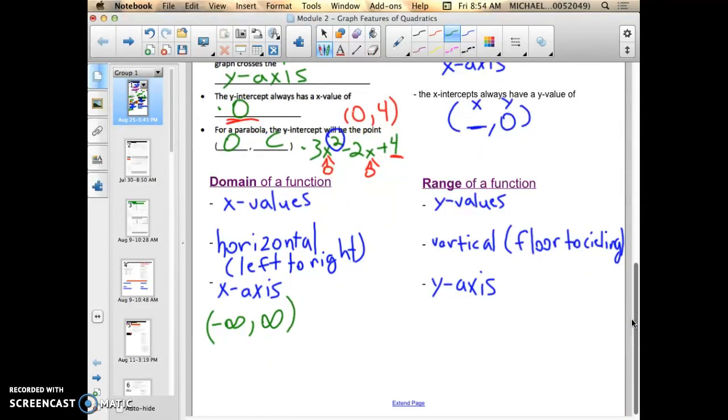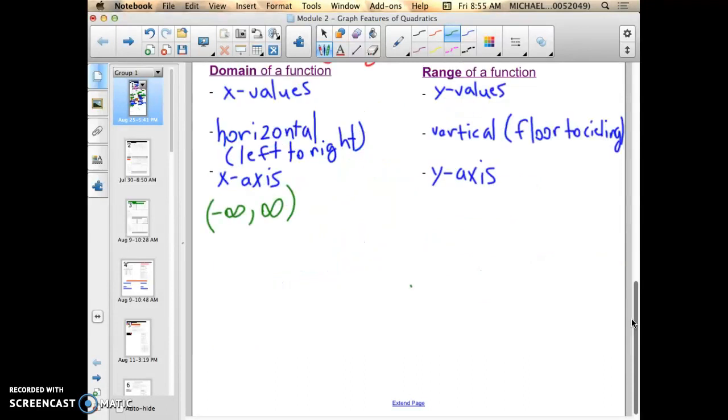The domain of a parabola, a quadratic function, will always be negative infinity to positive infinity. Another way to write this is this symbol right here, which means all real numbers. Meaning, if I plug in all real numbers for the x of the quadratic function, they will satisfy the function and they won't break the domain.